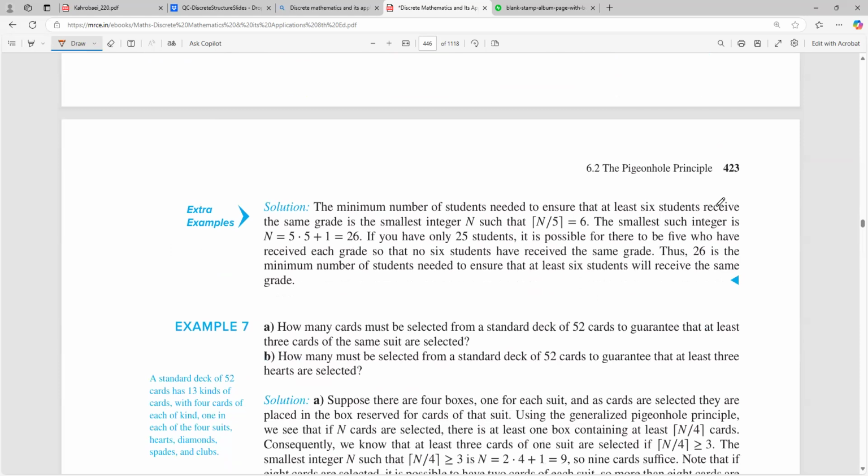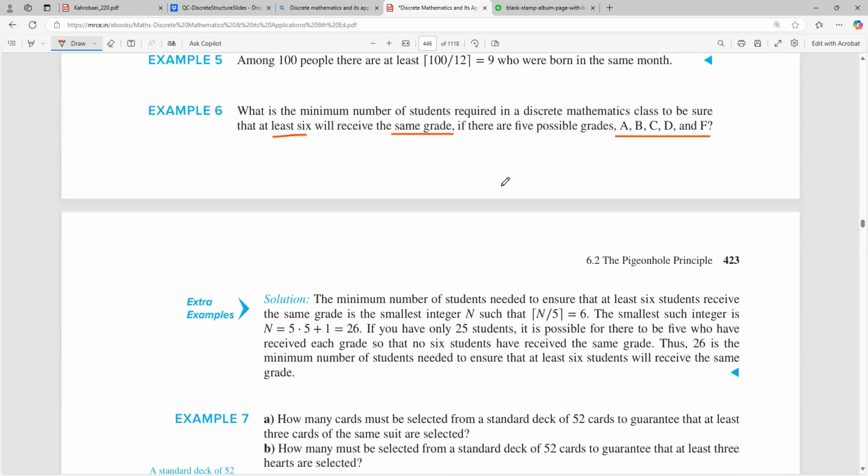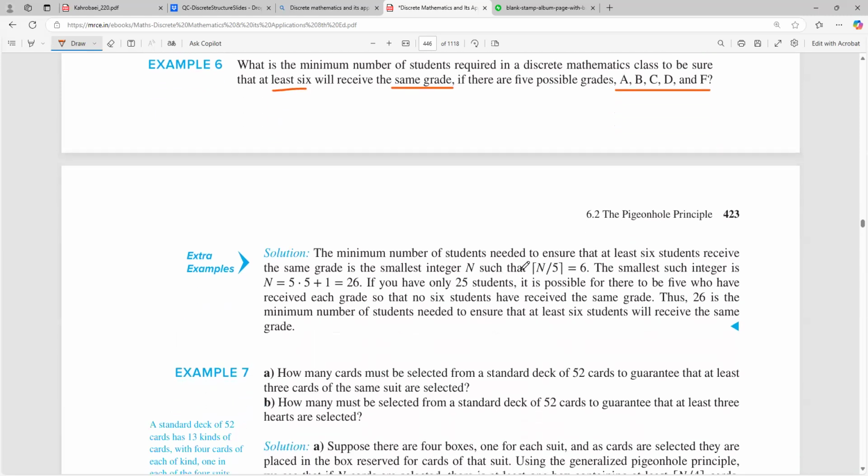At least 6 students receive the same grade means the smallest n over 5 can be is 6. So right here, if you have 26 students, then there's no other way. There's 5 boxes here: 1, 2, 3, 4, 5. Even if you have 25 students, right?